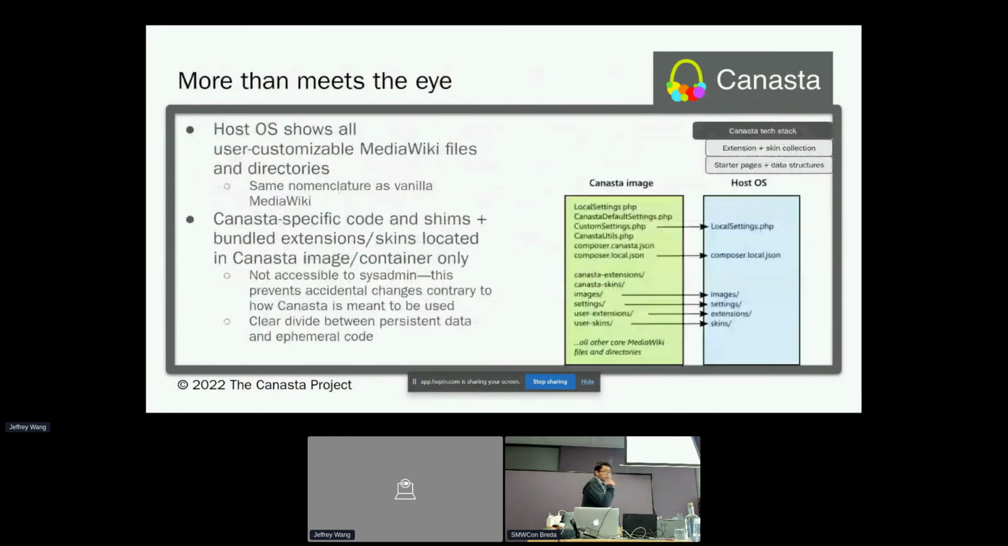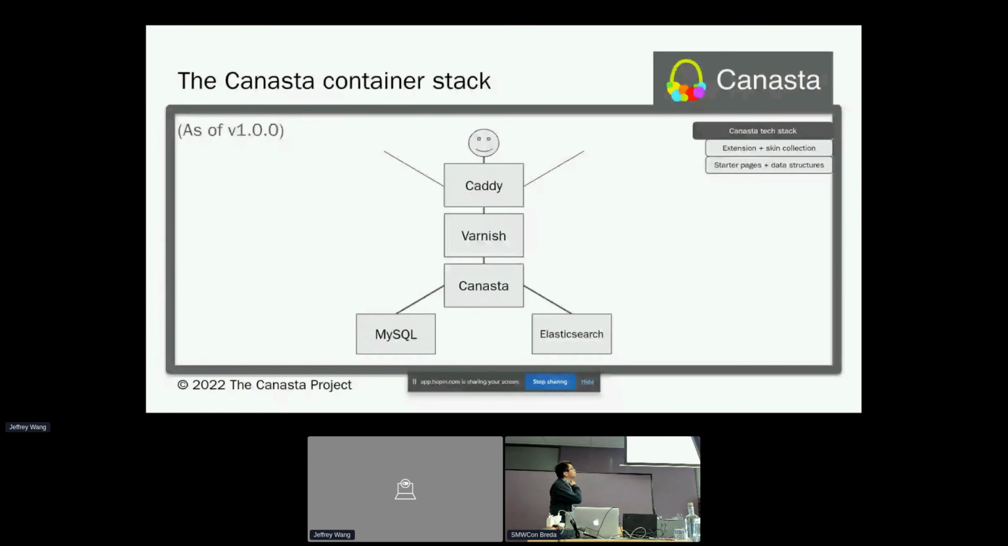Yeah. So it's loading right now, but here we go. Each box here represents one container. We have that Canasta container in the middle that contains MediaWiki running on Apache, not Nginx, sorry. And we have Caddy, Varnish, MySQL, Elasticsearch running alongside of it. So it requires 5 containers right now to run.